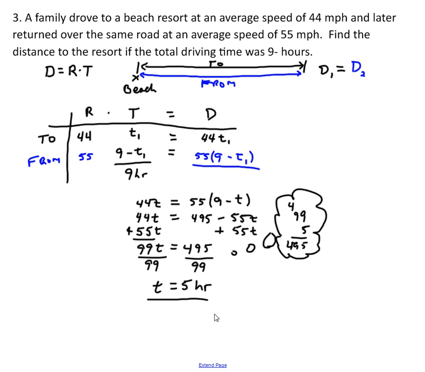Okay, so the question is, did we just answer the question? Well, not quite yet. It said find the distance. Always look for that question. What are we actually being asked? We're being asked for the distance. We could find the distance in one of two ways, but let's go to the easiest one. The distance will be found by taking our average speed times our time on the trip to, 44 times 5. 4 times 5 is 20. Bring the 2. That's 220. So our trip should be 220 miles.